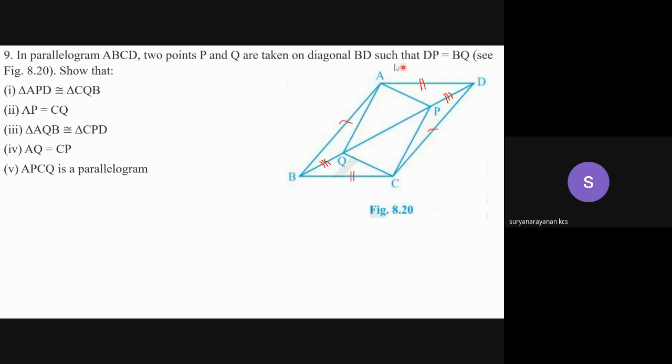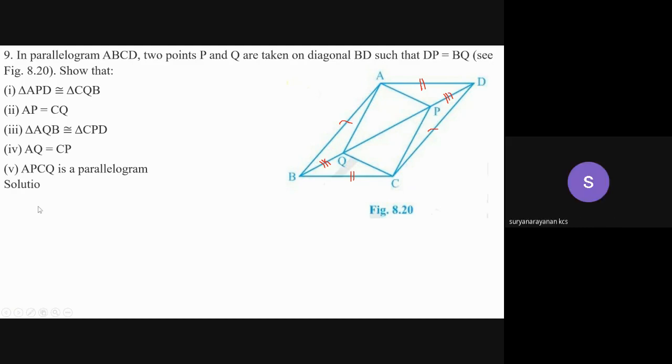And it is given that the points P and Q are marked on the diagonal BD such that DP length and BQ length are equal. That is why I marked DP length by 3 lines, BQ length by 3 lines. Okay, my children, understood this part? In this parallelogram, I marked whatever I marked by 1 line, 2 lines, and 3 lines. Understood this point? Understood, sir.